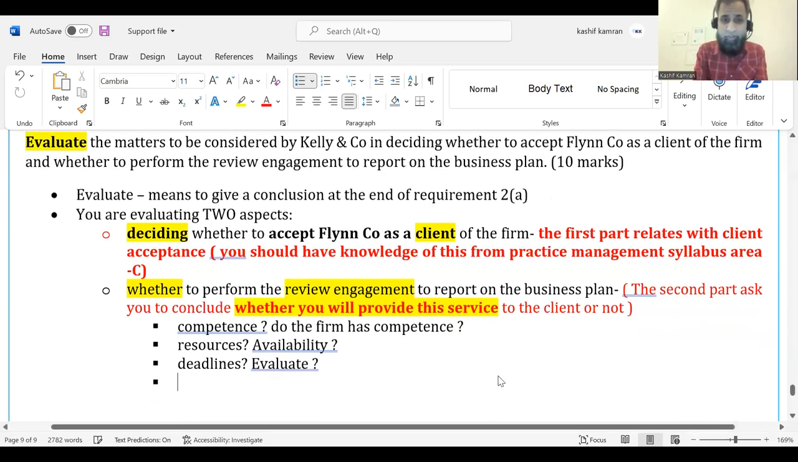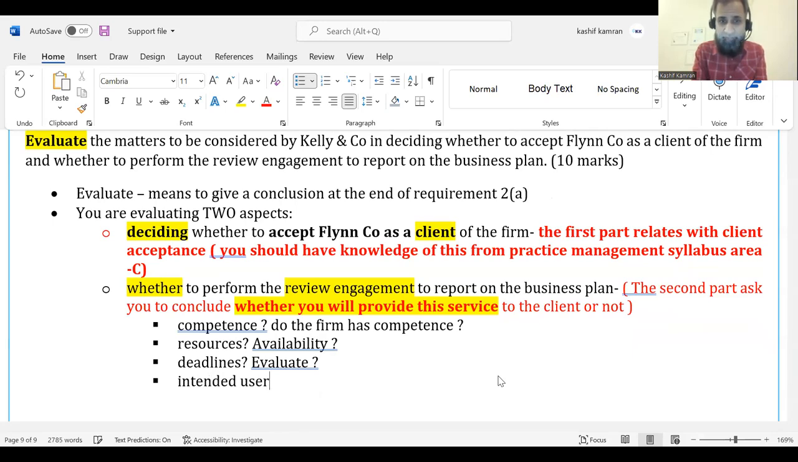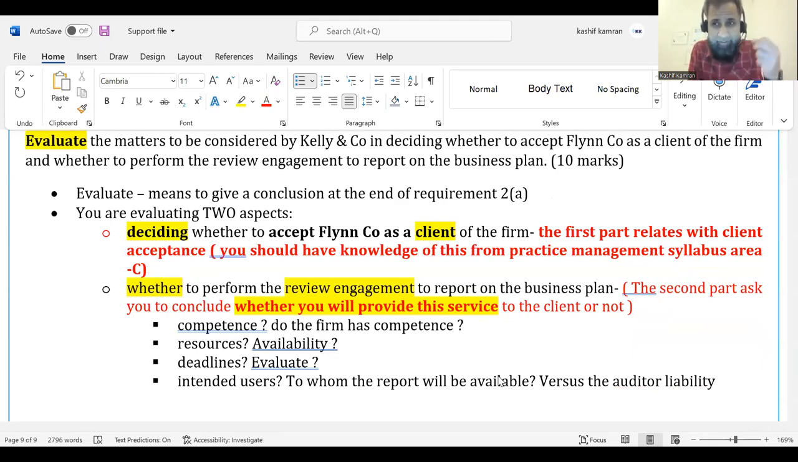Then more importantly, you need to consider the intended users, because intended users of that service will be important, to whom the report will be published, to whom the report will be available of the service, because you are very much concerned about your liability versus the auditor liability. So when you're offering a service, you are very much concerned about your liability as an auditor, that my report will be relied upon by whom? Who will be reading my report? So to whom I will be liable as an auditor. So to whom the report will be available, who will be the intended user of the service of this business plan?